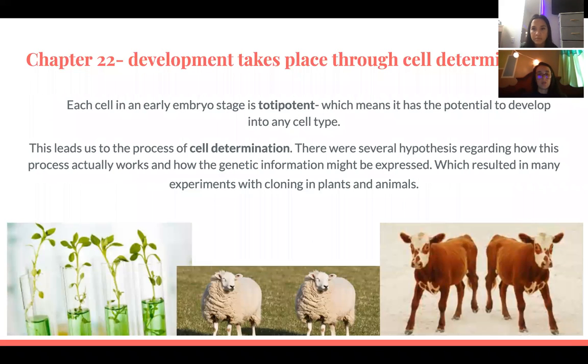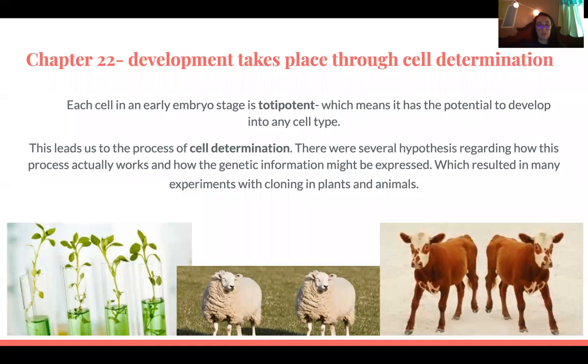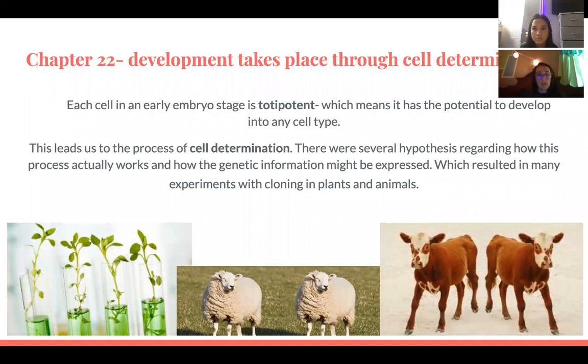Okay, so just moving on to chapter 22. Development takes place through cell determination. Each cell in an early embryo stage is totipotent, which means that they have the potential to develop into any cell type. This leads us to the process of cell determination.